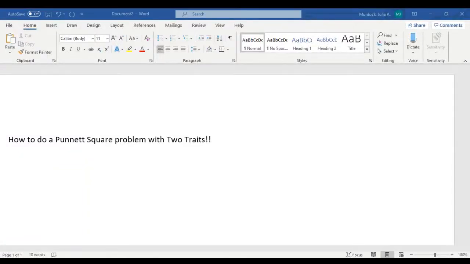So we've done single traits. Now we're going to do a cross where you're crossing two traits at the same time. So for this one, you need to know Mendel's third law, which is independent assortment.